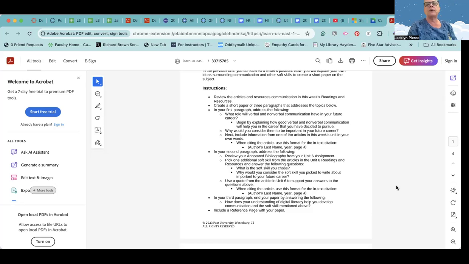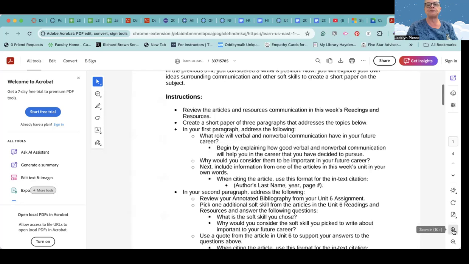All right, so in the first paragraph, you're going to do the following. Let me make this a little bit bigger so it's easier to see. This is the first paragraph here. In your first paragraph, oh, it's not going to let me highlight that, but that's okay. What role will verbal and nonverbal communication have in your future career? So this has nothing to do with the clip of Tin Men.